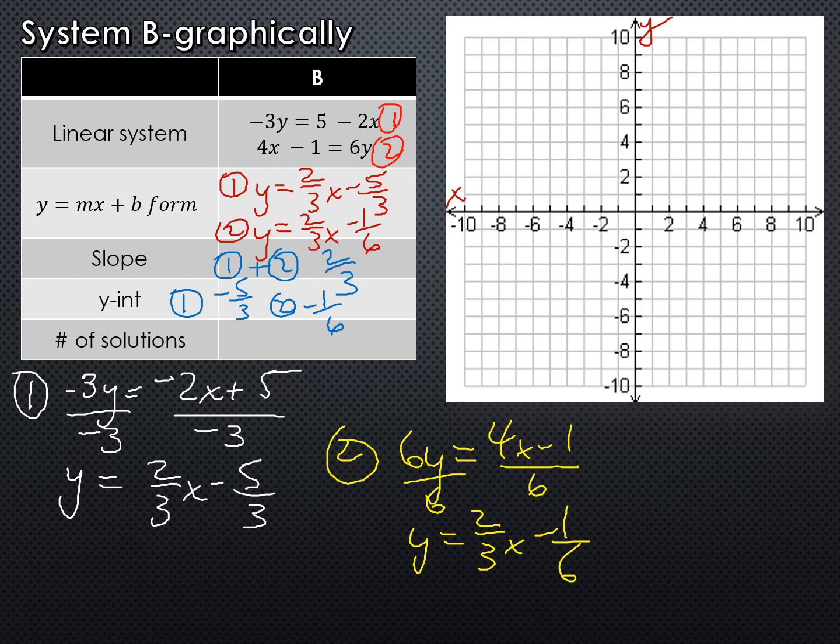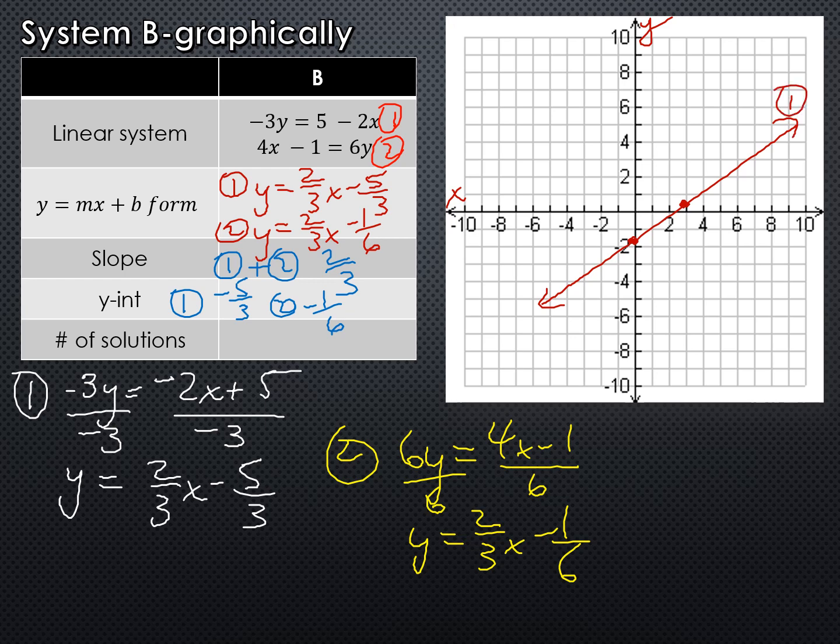You're going to have to kind of roughly guess, but for equation 1, my y-intercept is negative 5/3, which is slightly under 2. So right there, up 2 over 3, so up 2 over 3. So something like that. And then take out your straight edge or ruler. Connect those as best you can. There's my equation 1.